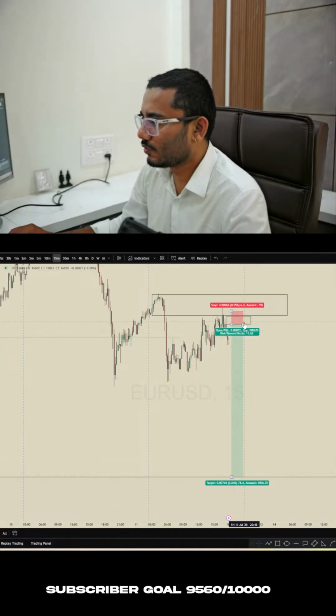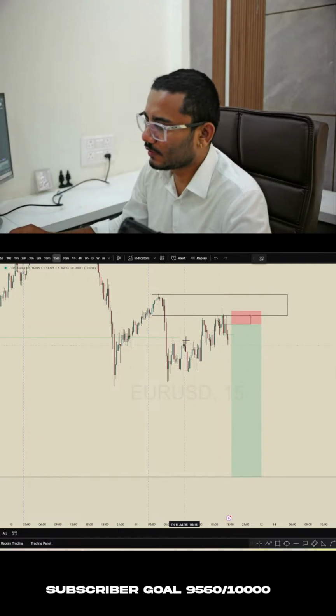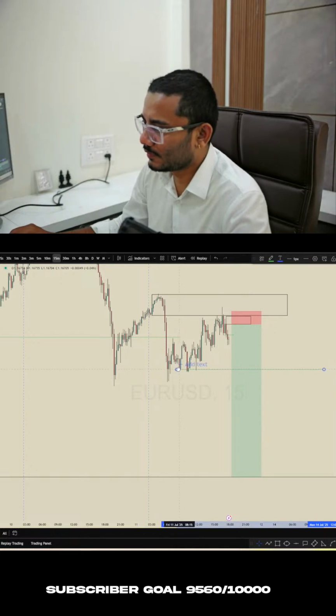this next demand zone. The first target will be the next liquidity area, like an inducement point. So price swept out this liquidity and broke the structure. Not this, but this will be our first target.